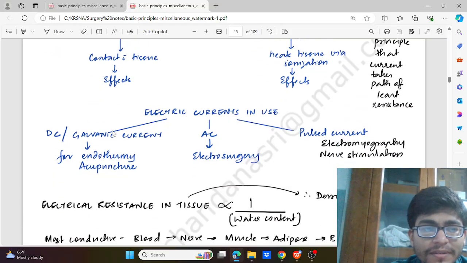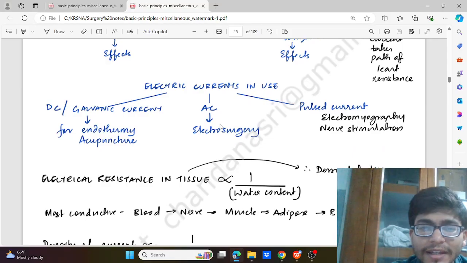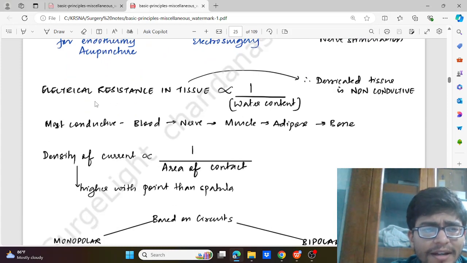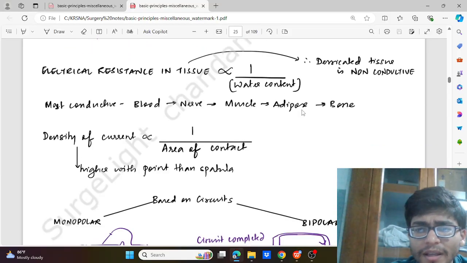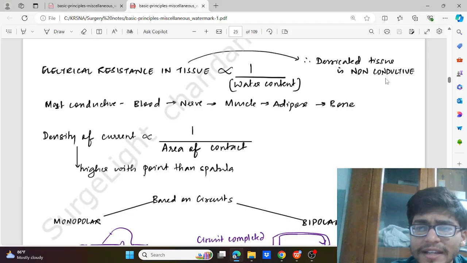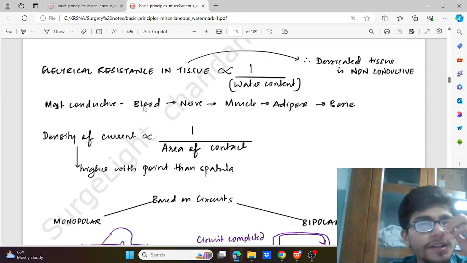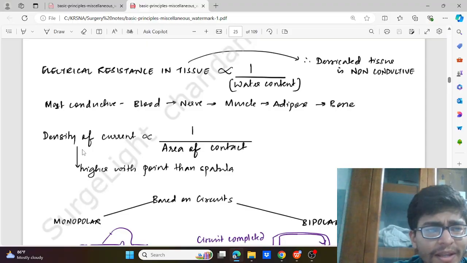So for electric currents, there can be DC current, AC current, and pulsed current, where pulsed current is used for electromyography and nerve stimulation, AC current in electrosurgery, and DC current in endothermy and acupuncture. Electrical resistance in tissue is inversely proportional to water content. So we have to understand that desiccated tissue is non-conductive; it will not help in further cutting and coagulation. The most conductive tissues, in decreasing order, are blood, nerve, muscle, adipose, and bone.